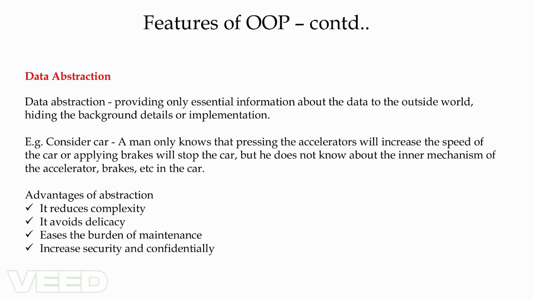Next, we are going to see about what is data abstraction. Data abstraction is providing only the essential information about the data to the outside world and hiding the background details or the implementation. Now let us consider a real-time example, a car. A man only knows about pressing the accelerator to increase the speed of the car or applying the brakes while stopping the car, but he does not know about the inner mechanism of the accelerator, brakes, etc. in the car. The main advantages of abstraction are it reduces the complexity, avoids duplicity, eases the burden of maintenance, and increases the security and confidence.